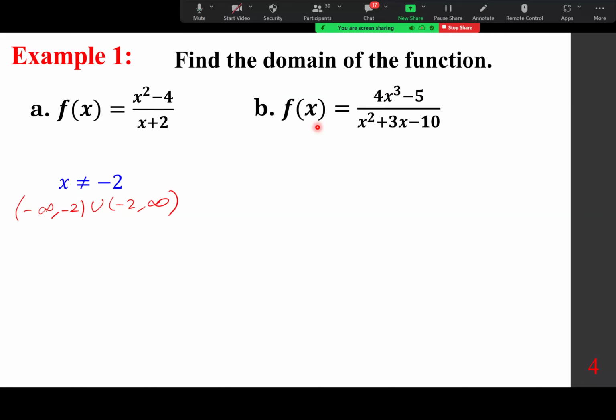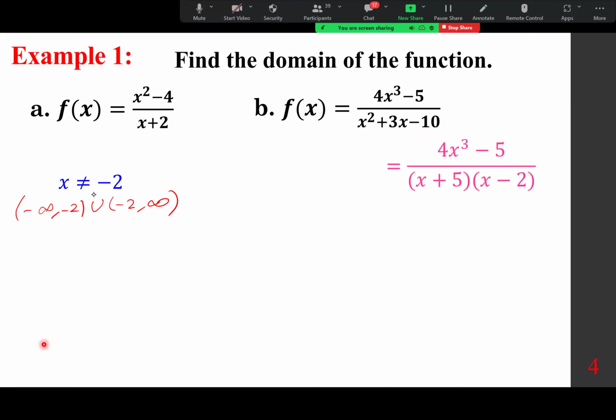What about this case? f of x equals 4x cubed minus 5 over x squared plus 3x minus 10. Again, you're dealing with a rational function. We are going to factor the denominator and exclude what makes the denominator 0. x squared plus 3x minus 10. We want two numbers. The product is negative 10. The sum is positive 3: 5 and negative 2. So if you set this one equal to 0, x becomes negative 5. If you set this one equal to 0, x becomes 2.